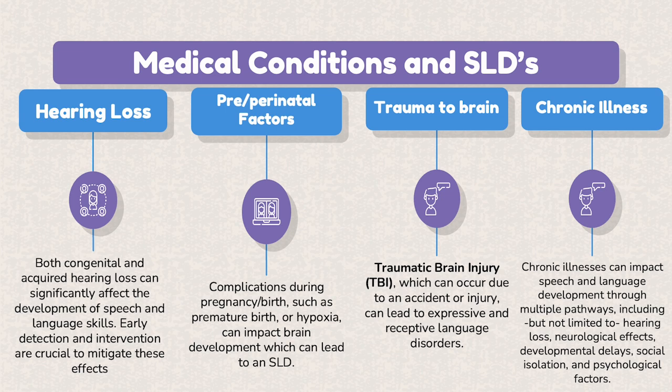Next, pre-perinatal factors such as complications during birth or pregnancy, premature birth, or hypoxia can impact brain development and lead to an SLD. Trauma to the brain, or a TBI, can also occur due to an accident or injury and can lead to expressive and receptive language disorders. And then finally, chronic illness can impact speech and language development through multiple pathways, including but not limited to hearing loss, neurological effects, developmental delays, social isolation, and psychological factors.